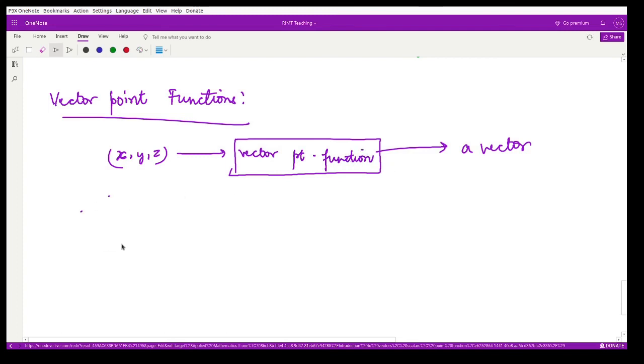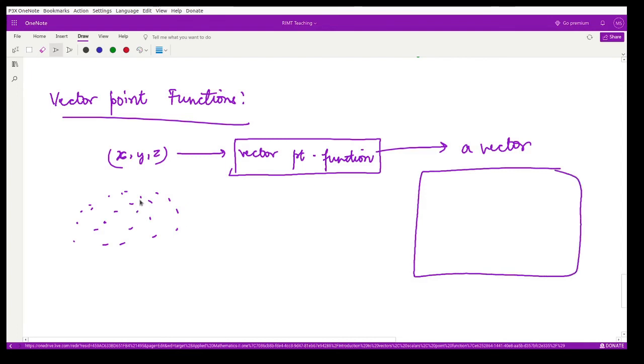And if you provide or pass on every point of the space here, what will you get? You will get a field here, which corresponding to each point, suppose this is the point, corresponding to this point you will have some vector here, corresponding to another point here you will have some vector defined like this here, and so on. So for each point you will have different vectors. So this will in effect provide you with a vector field. So this would be a vector field.